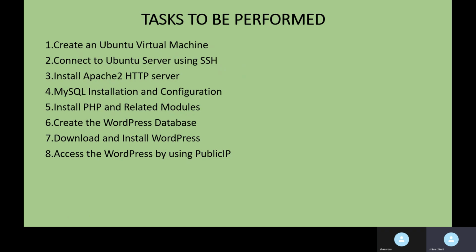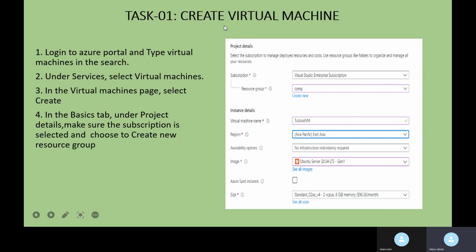Once the installation is completed, we can access our WordPress site by using the public IP of the Ubuntu VM machine on the Azure portal. These are the steps I am following now. The first step is to create a virtual machine on the Azure portal. First we need to log into the Azure portal and type virtual machine in the search bar. Then under the services, you can select virtual machine.